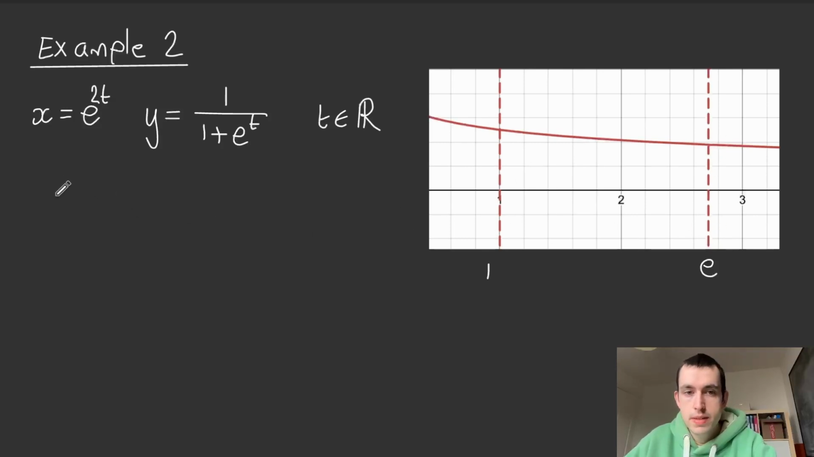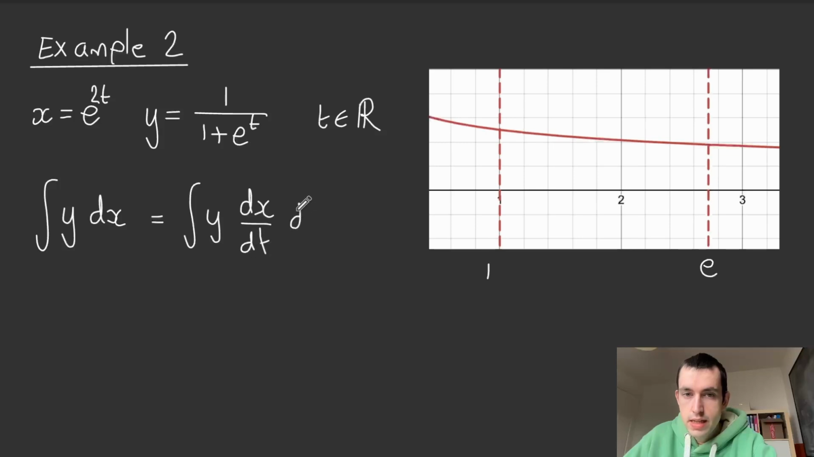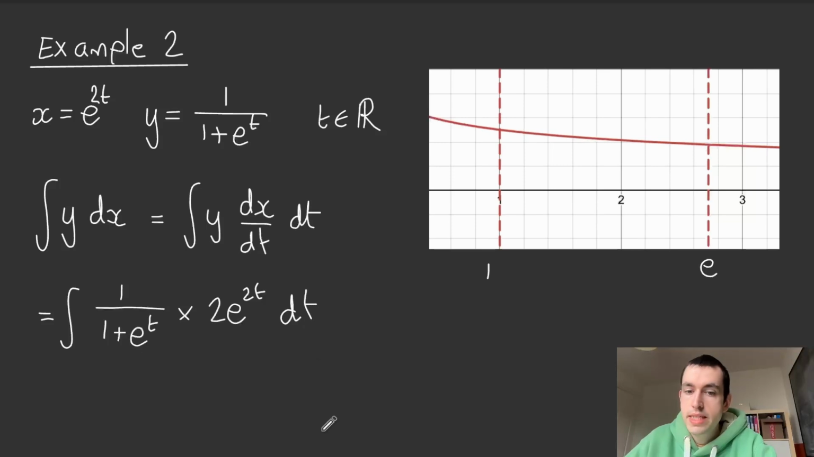Let's see what we get. So this is what we usually want to do, but we can't. So we divide by dt, and we times by dt, and then suddenly everything seems a bit clearer. We know what y is. That's 1 over 1 plus e to the t, and dx dt is the derivative of x, which in this case is 2 e to the 2t. Pop our dt on the end.